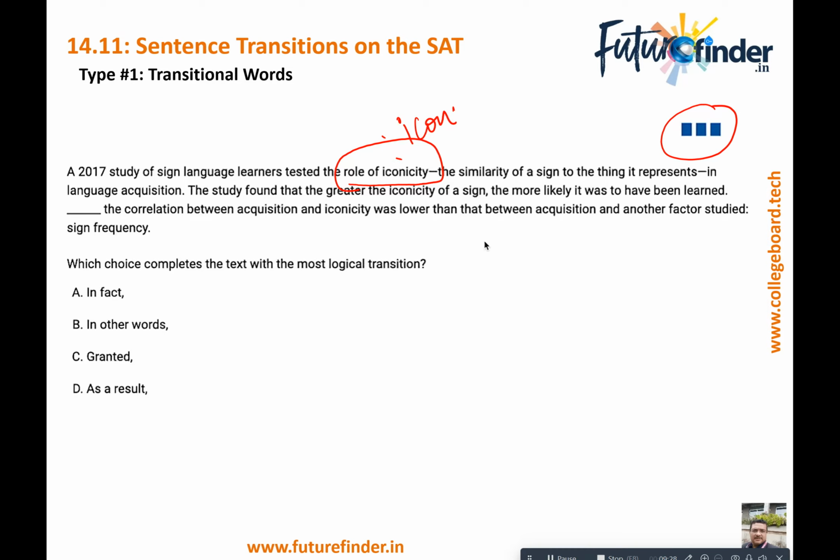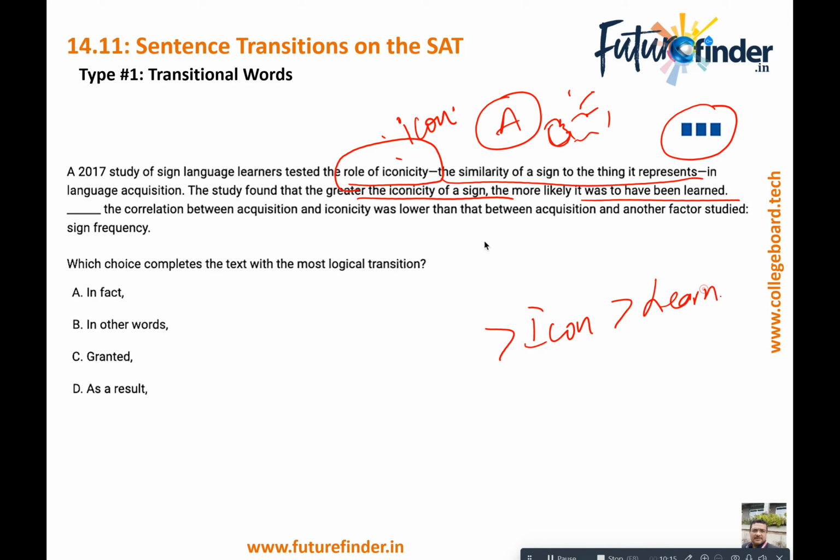The similarity of a sign to the thing it represents. So this is the definition. In language acquisition, the study found that the greater the iconicity of a sign, the more likely it was to have been learned. So there is a direct relationship between iconicity and learning. The greater the iconicity, the greater the learning. This is what it said.